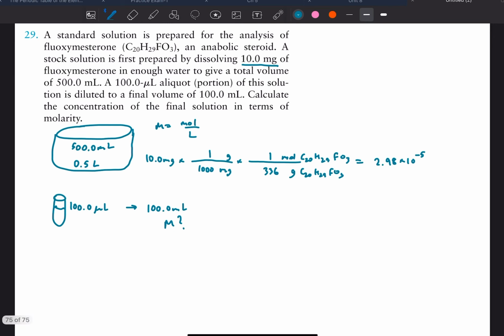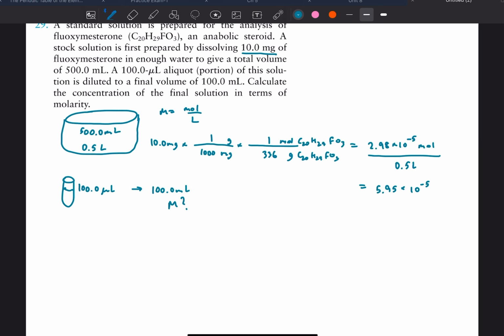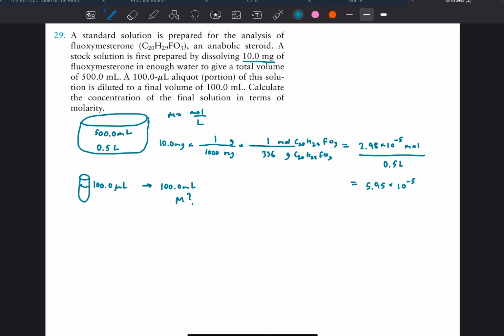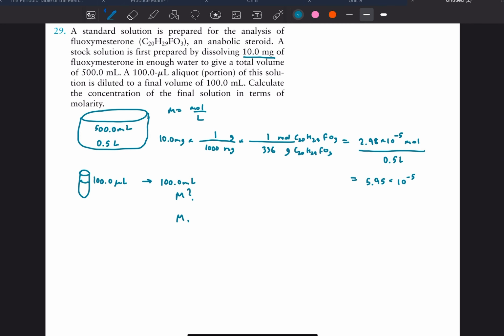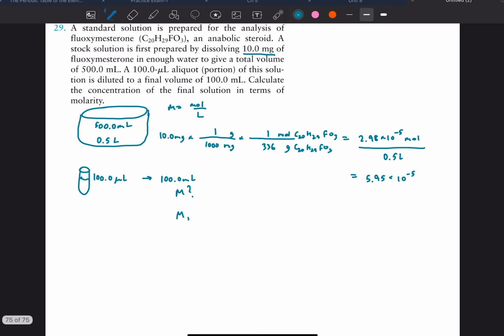But we're not done. We just found the number of moles, but we want the molarity, and we're given our volume that was in milliliters. We converted it to liters, so now we can divide by that 0.5 liters, and this gives us a molarity of 5.95 times 10 to the negative fifth. And what we can recognize is that this is going to be an M1V1 equals M2V2 problem. So in this case, we just found what our M1 is. It's this 5.95 times 10 to the negative fifth.